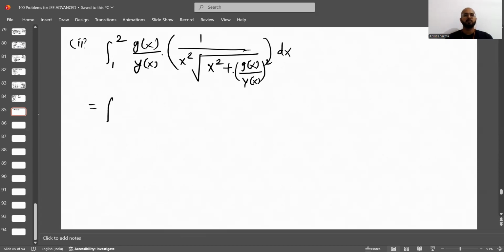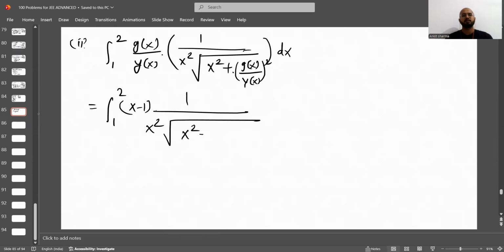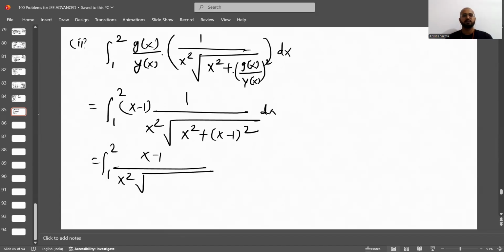So I'll simply plug in all the values. So 1 to 2, this is nothing but my x minus 1, over 1 here x square, and then square root of x square plus x minus 1 square. For this I need to solve. So integral 1 to 2, x minus 1, and here this is x square simply. Then square root of this is x square plus x square, which is 2x squared, and then minus 2x, and then plus 1.